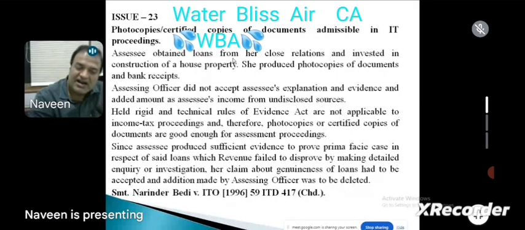So the court held that the rigid and technical rules of the Evidence Act are not applicable to income tax proceedings. Therefore, photocopies or certified copies of documents are good enough for assessment proceedings. The assessee produced sufficient evidence to prove a prima facie case in respect of the said loans, which revenue failed to disprove by making detailed inquiry or investigation. The court is asking revenue, did you make any inquiry or investigation about the genuineness of the loans? If not, you cannot reject that evidence merely because it's a photocopy or certified copy. You make an investigation, you make a prima facie case, then you give the reason. Just because it's a photocopy or a certified copy is not a good enough reason to make an addition in assessment proceedings.